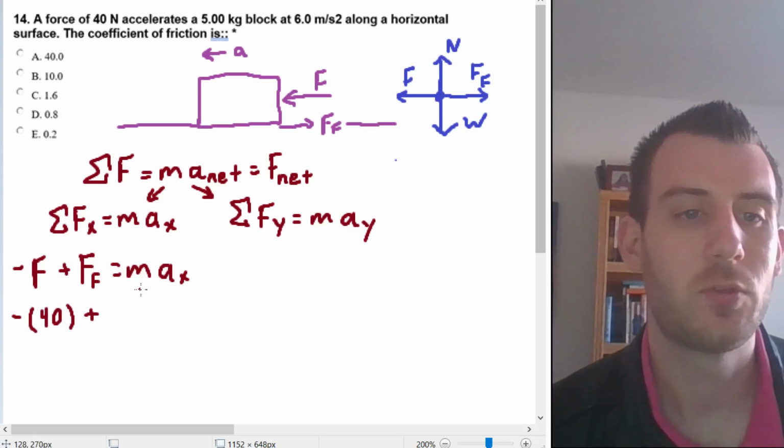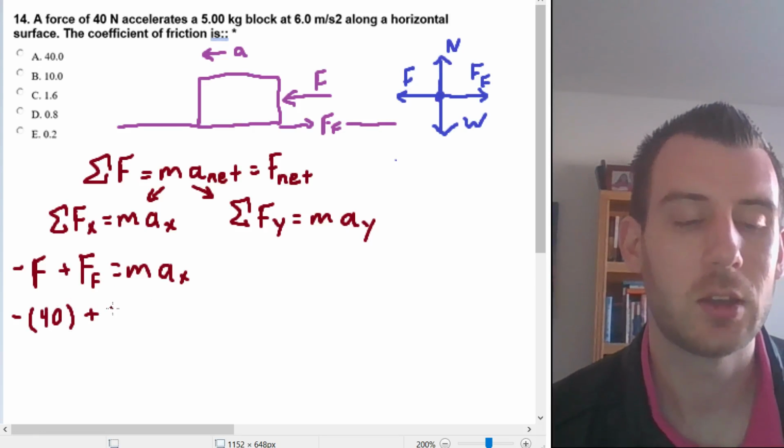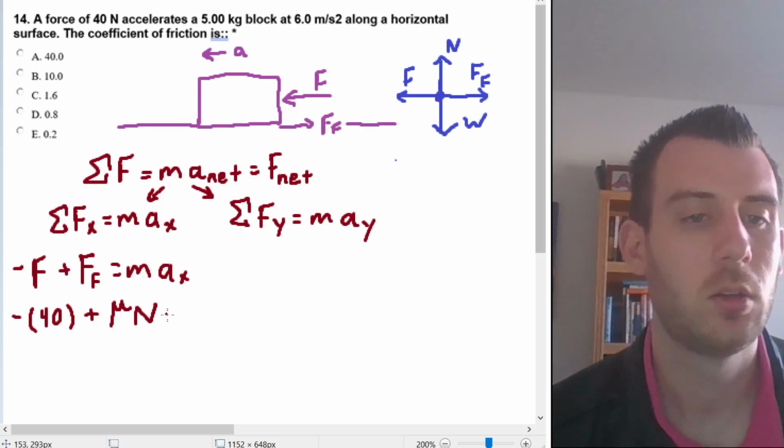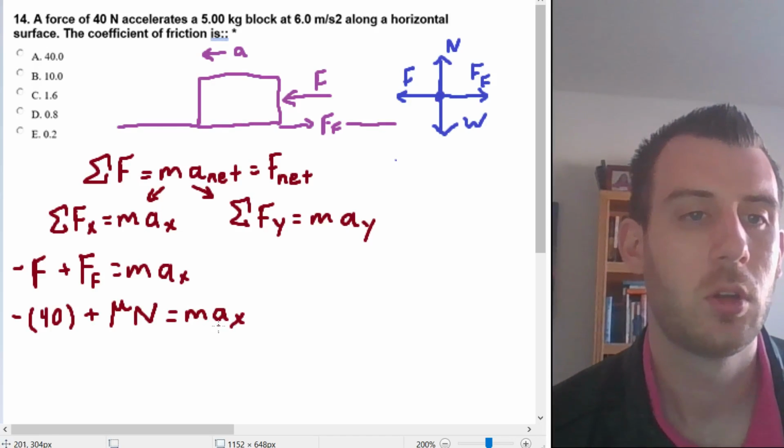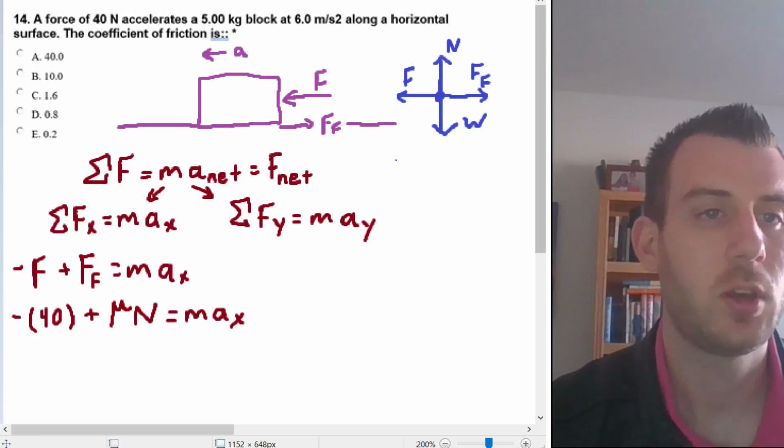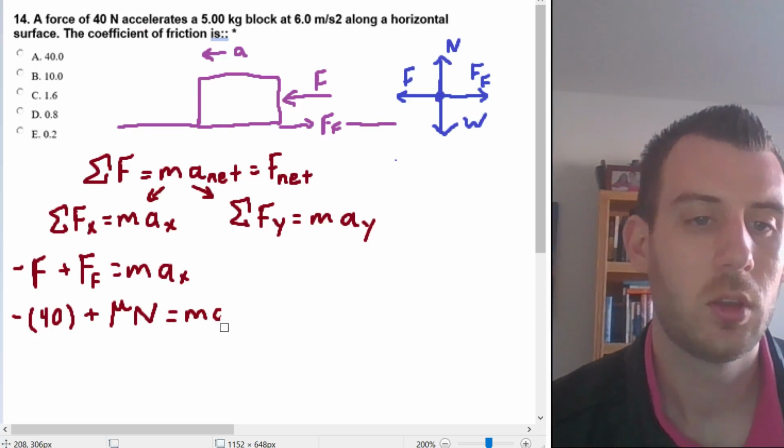The force of friction I don't know, but I know that I could solve for it using the equation mu N. In my example I just used N, so I'm going to keep using N, and that's going to be equal to the mass times the acceleration in the x. Oh wait, I know the acceleration, so let's go ahead and erase this. And I know the mass as well. Let's write both of those in.